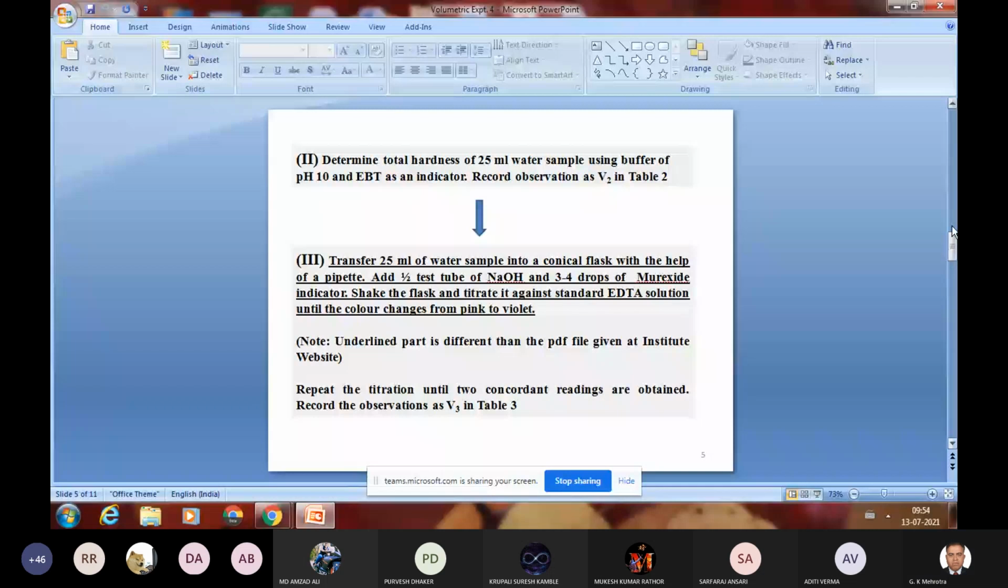And the third part, the third titration rather, you will use Murexide indicator in presence of some reagents like half test tube of NaOH to change the pH to 12.5. So all these things, though they look very simple, and you calculate the total hardness in terms of calcium and magnesium, as CaCO3 equivalent, and calculation you will use.